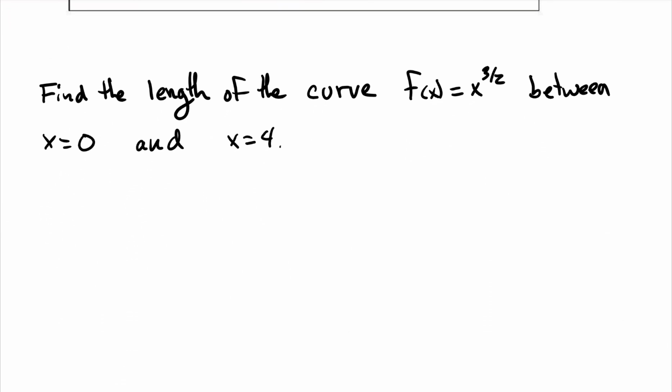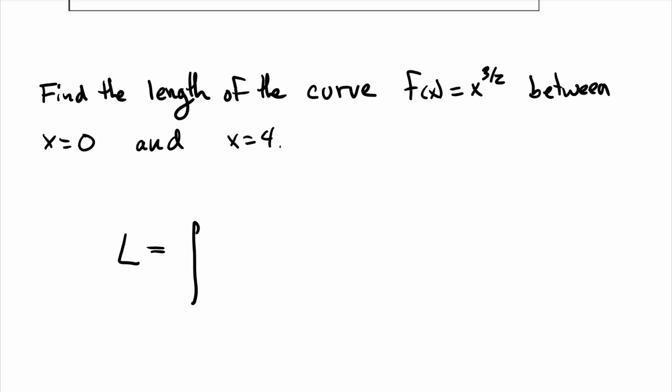Let's find the length of the curve, f of x, which is equal to x to the 3 halves, between x equals 0 and x equals 4. Get used to seeing those 3 halves powers. It just happens a lot because these have to be cooked up. I like that term, cooked up. A lot of the things we don't really have the techniques to integrate yet.